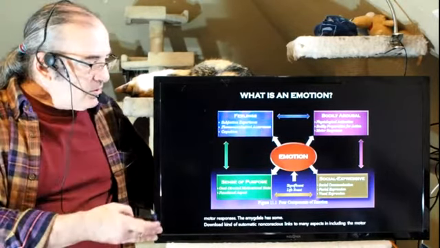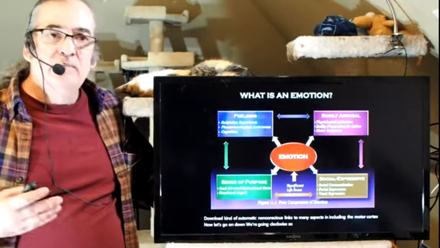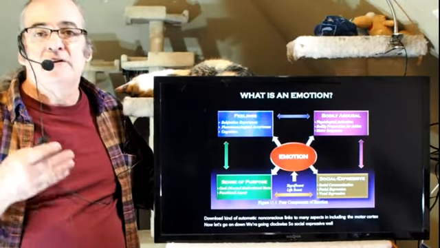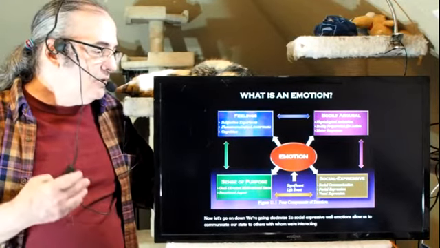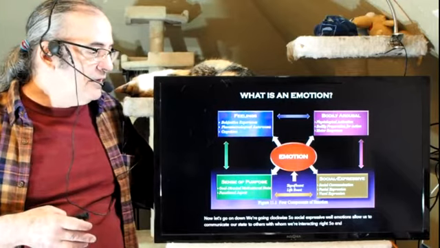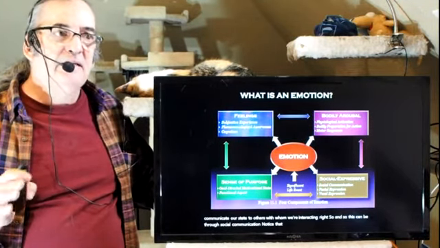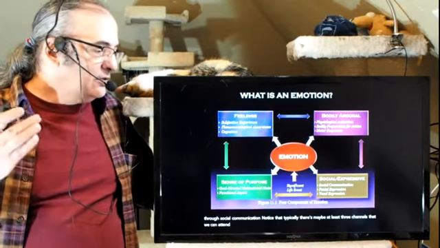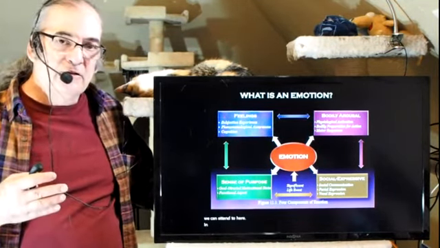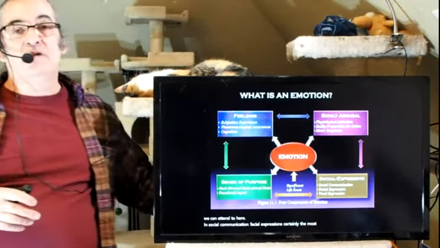Now, let's go on down. We're going clockwise. So, social expressive. Well, emotions allow us to communicate our state to others with whom we're interacting, right? So this can be through social communication. Notice that typically there's maybe at least 3 channels that we can attend to here in social communication. Facial expression, certainly the most obvious and perhaps the most studied.